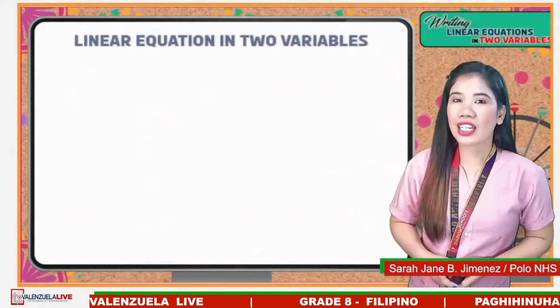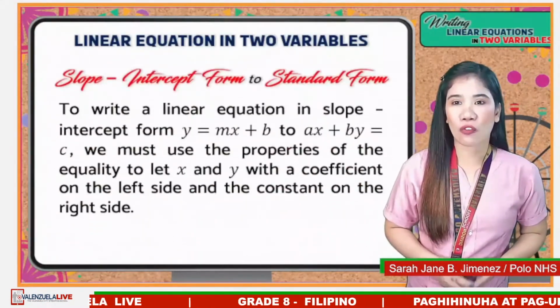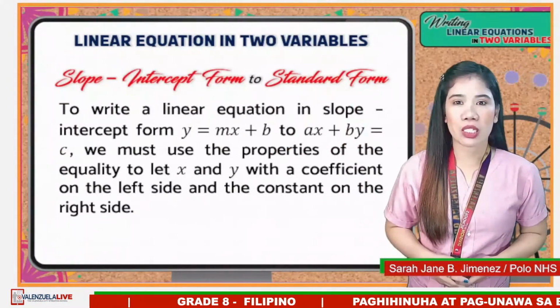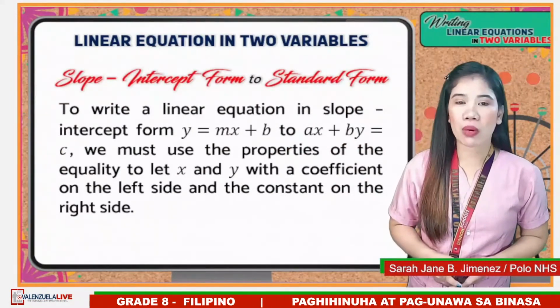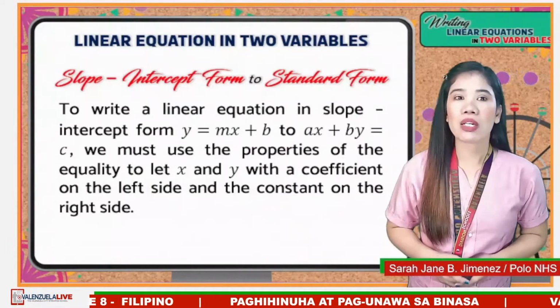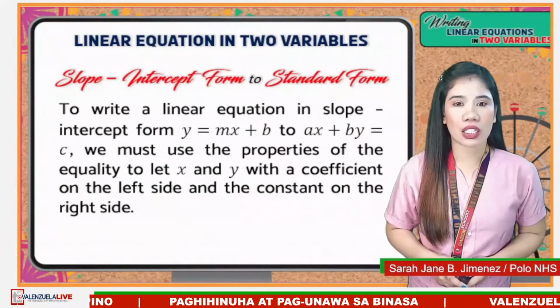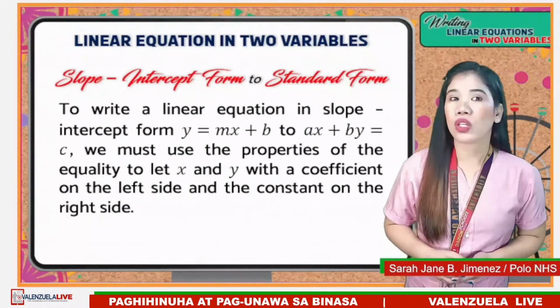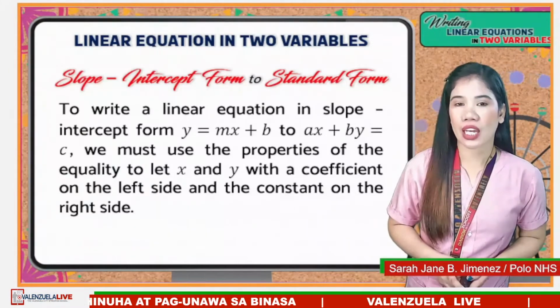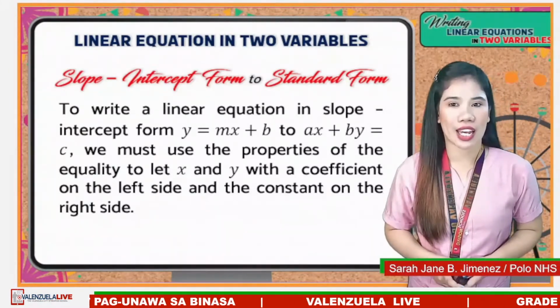To write a linear equation in slope-intercept form y equals mx plus b to ax plus by is equal to c, we must use the properties of equality to let x and y with the coefficient on the left side and the constant on the right side.